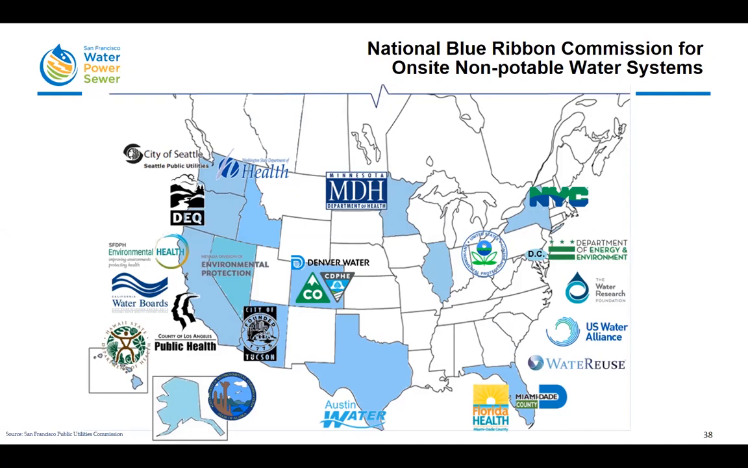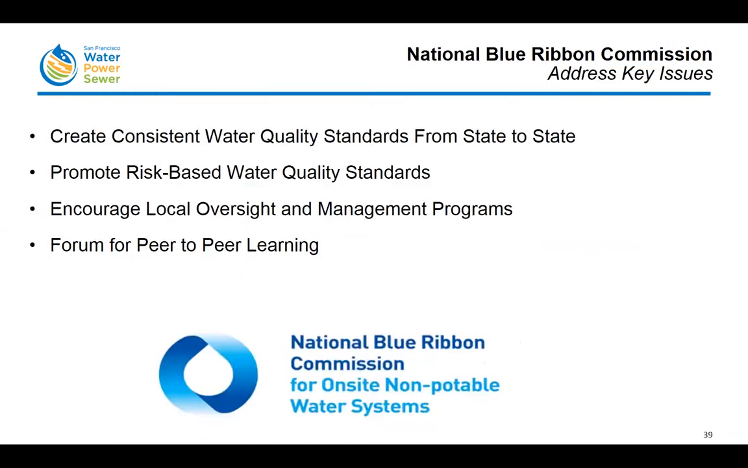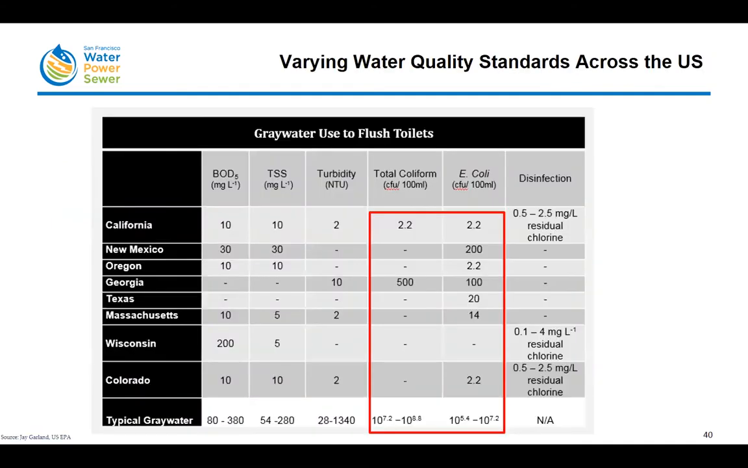So in 2016, our group was formalized into the National Blue Ribbon Commission for On-Site Non-potable Water Systems, really to, again, address what are the key barriers to implementation of on-site reuse, and addressing these key issues here. So creating consistent water quality standards from state to state, promoting this risk-based water quality approach, encouraging local and state oversight and management programs for on-site systems, and really serving as a forum for peer-to-peer learning and exchange from a regulatory and utility perspective.